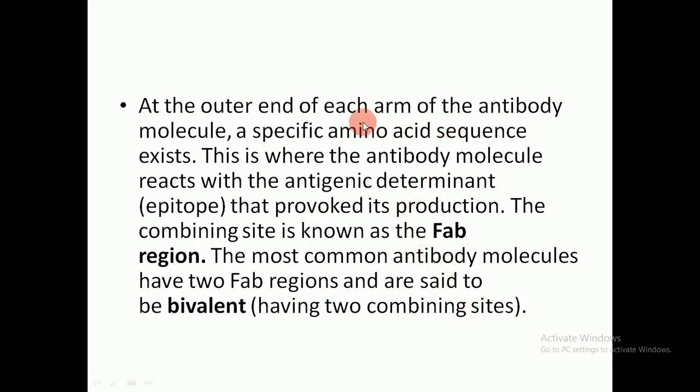At the outer end of each arm of the antibody molecule, a specific amino acid sequence exists. This is where the antibody molecule reacts with the antigenic determinant, or epitope, as explained before, that provoked its production. The combining site is known as the fragment antigen binding region. The most common antibody molecules have two Fab regions and are said to be bivalent, having two combining sites.